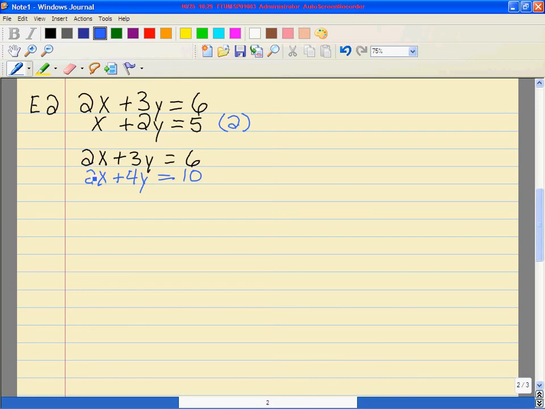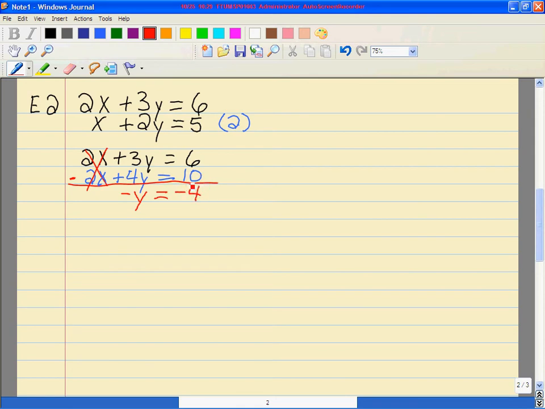Now that we got that, it's kind of like the first problem. We've got the 2's are the same here. But if I add those together, I will get 4x. So I'm going to need to subtract these two equations. So I'll take my 2x minus 2x. Those will cancel. Then I got 3y minus 4y will give me negative 1y, which we'll write as negative y.